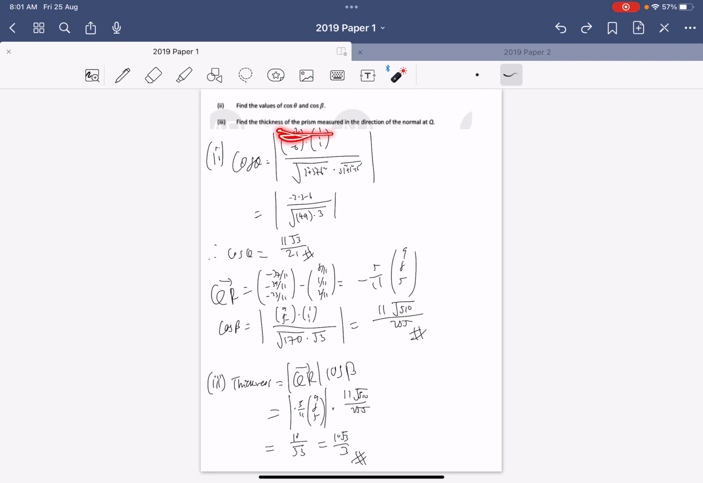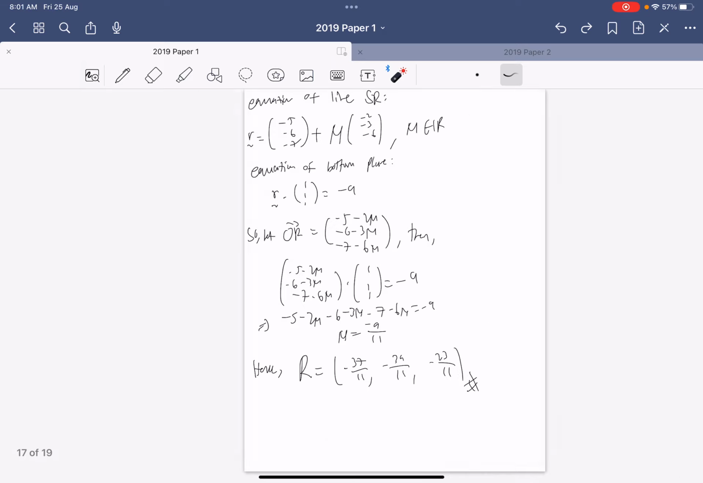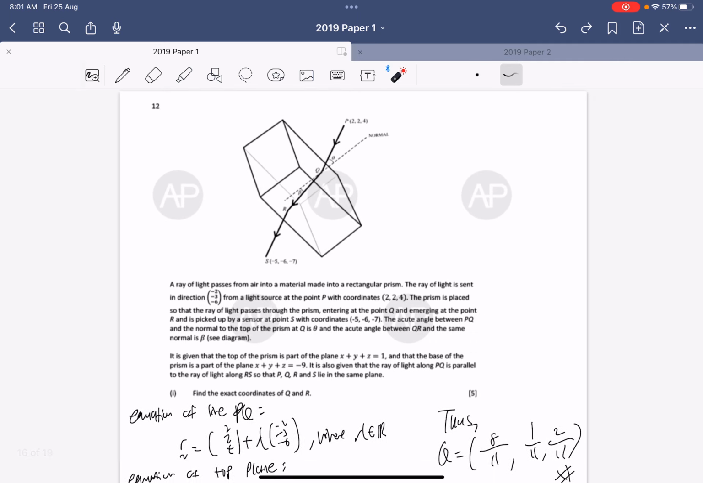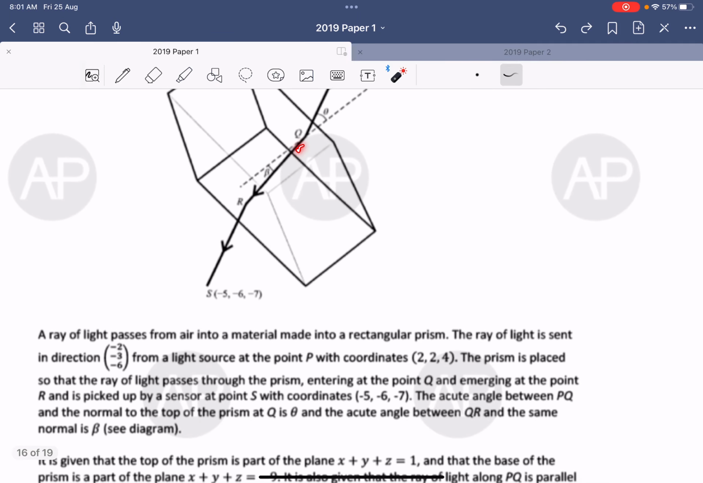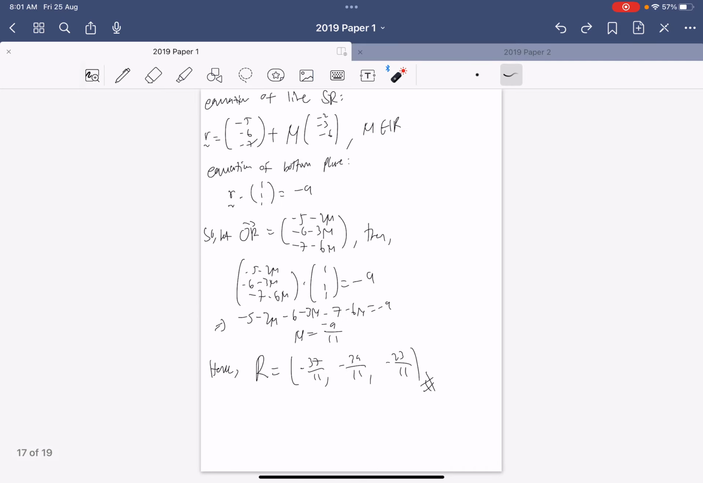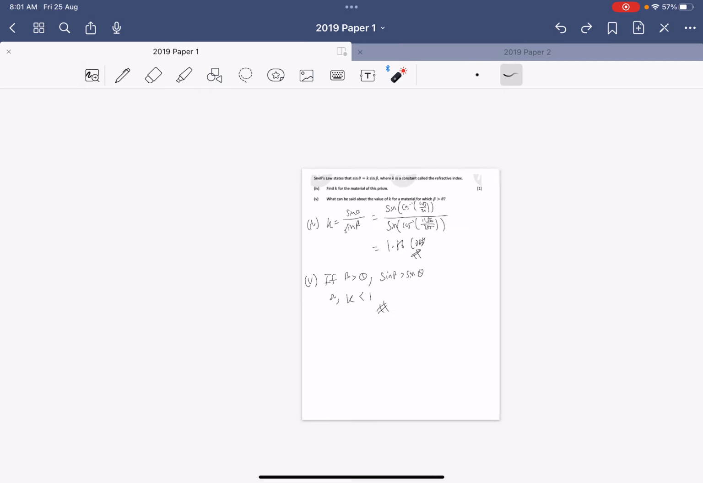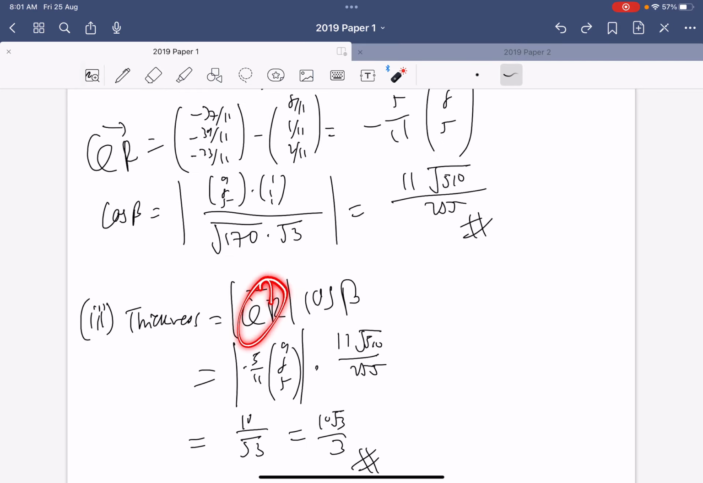And lastly, we're supposed to measure the thickness of the prism in the direction of the normal at Q. So what does that mean? It means that from Q you just find this thickness, and you just see that it's actually this length times cosine beta. And we already found cosine beta, so we don't need extra steps. We just take the length times cosine beta, which is 10 square root 3 over 3, and we're done.